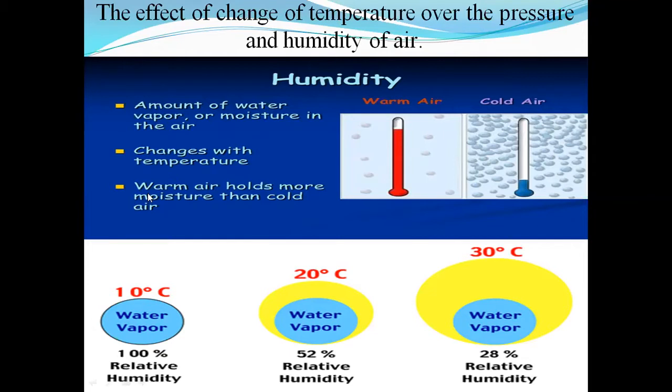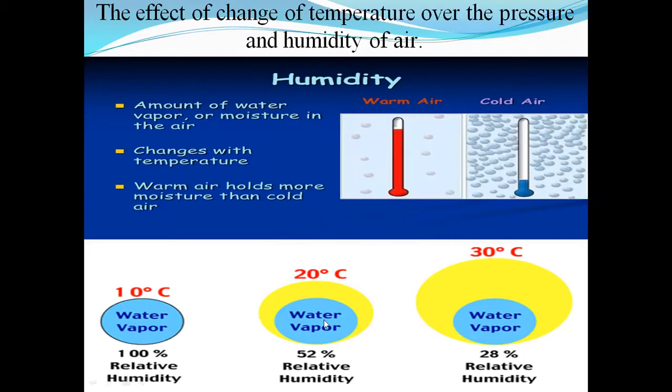Okay, another question: warm air holds more moisture than cold air. When the temperature is increasing, the air must be warm, and that's why the humidity of the atmosphere will increase. So there is a proportional relationship between humidity and temperature in the atmosphere. If you increase the temperature of the atmosphere, then the water vapor in the atmosphere must increase. That's why humidity will increase.